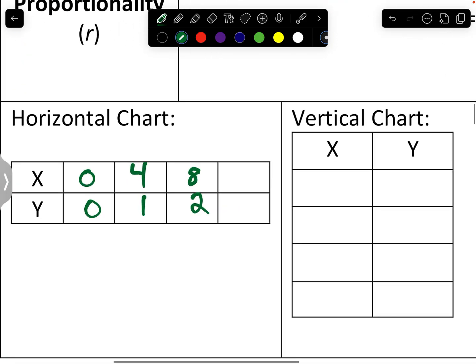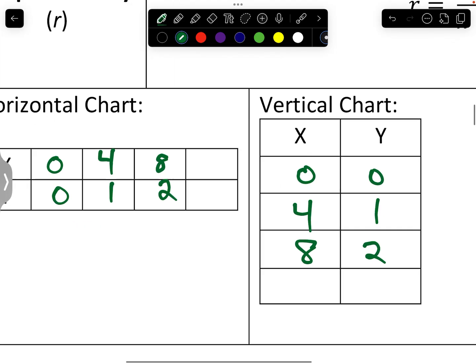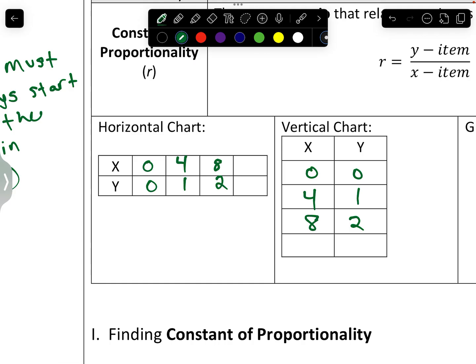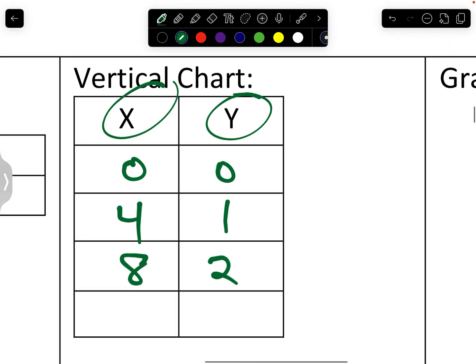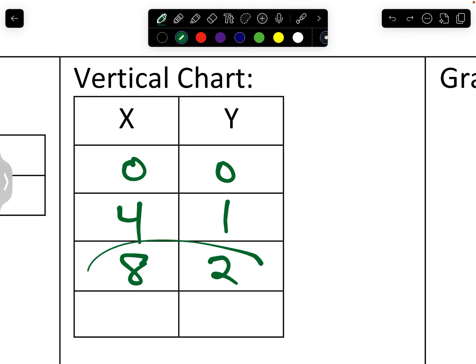Now, the vertical chart's the same thing. I just put the numbers the same way. 4 and 1, 8 and 2. Personally, I like the vertical chart. So if you need to create your own, that's probably the easiest route. But just in case we see it the other way, the horizontal chart, it's the same thing. But always remember, when I put these numbers together, I'm going to put the y number on top of the x number. Okay? And really, what we do is you pick the set of numbers.